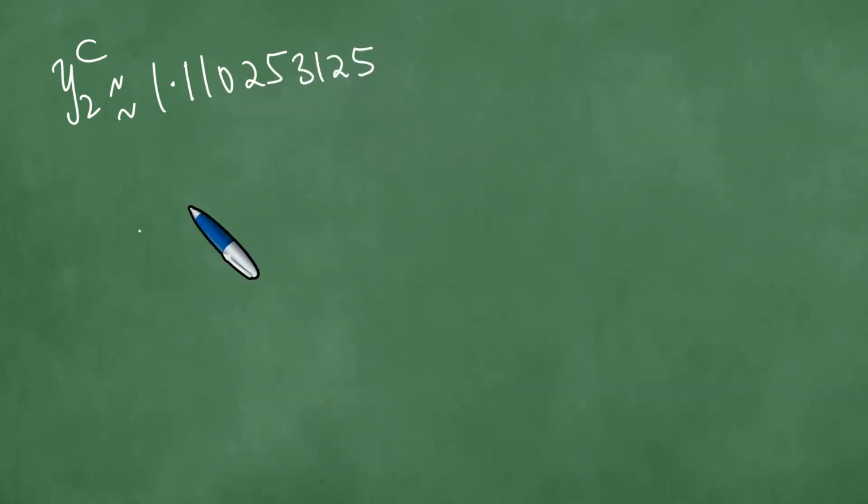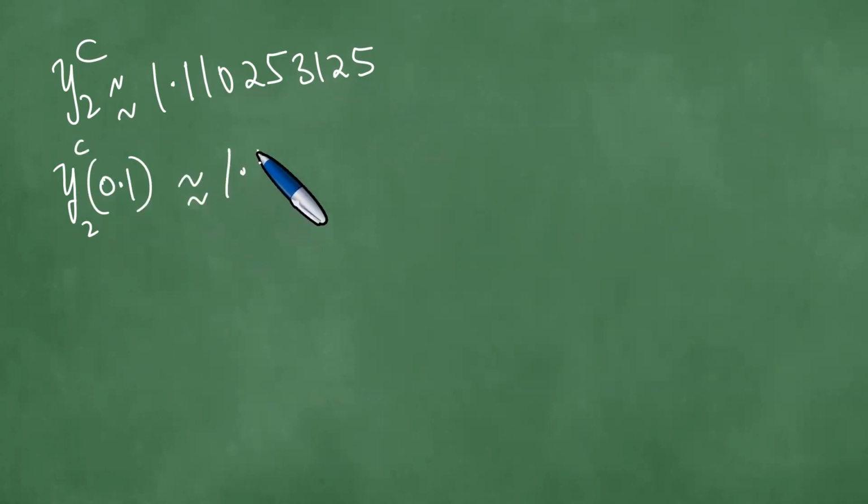3125. Therefore, what it means is that it is the approximated value at 0.1, and it's 1.110253125. Okay, what is the meaning of these?